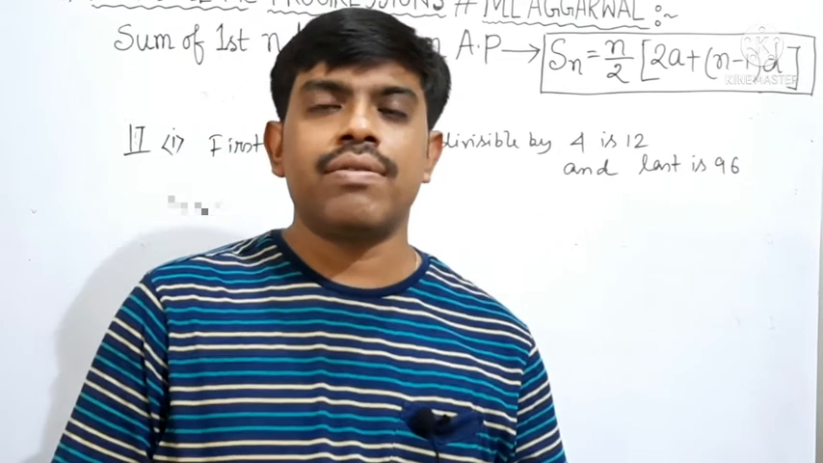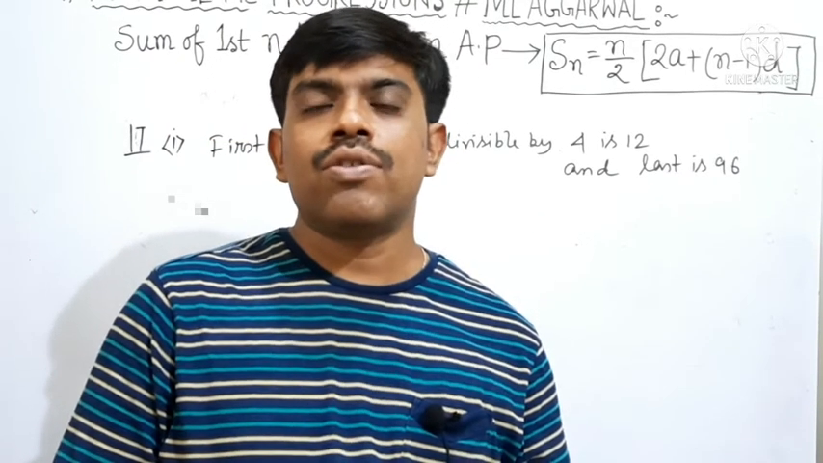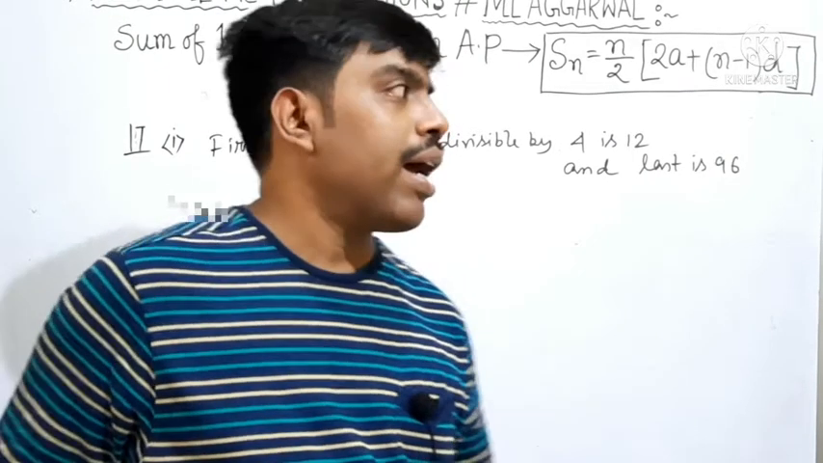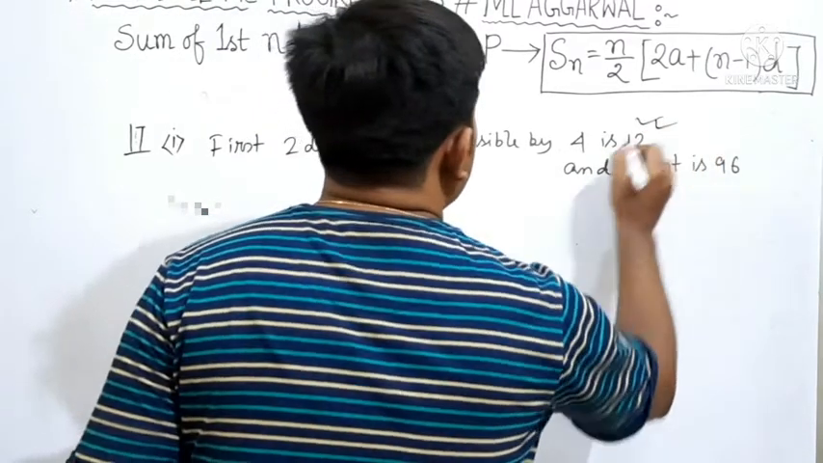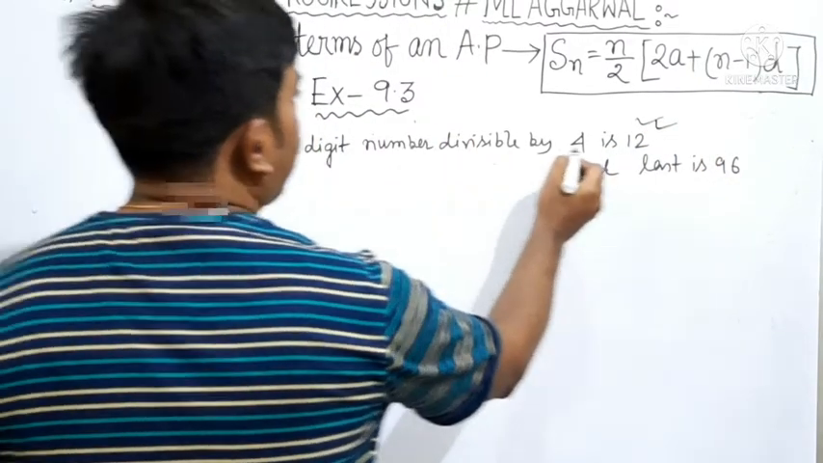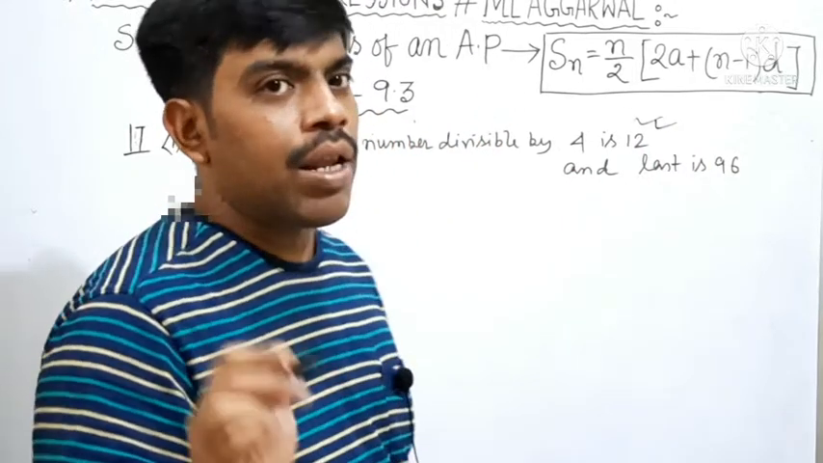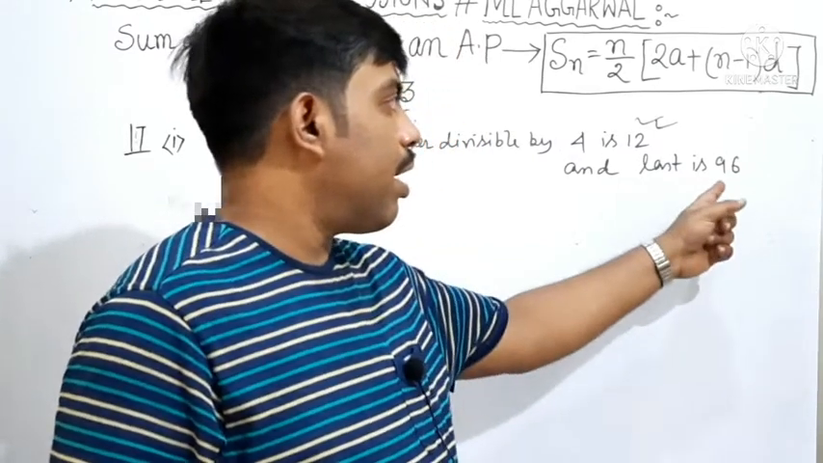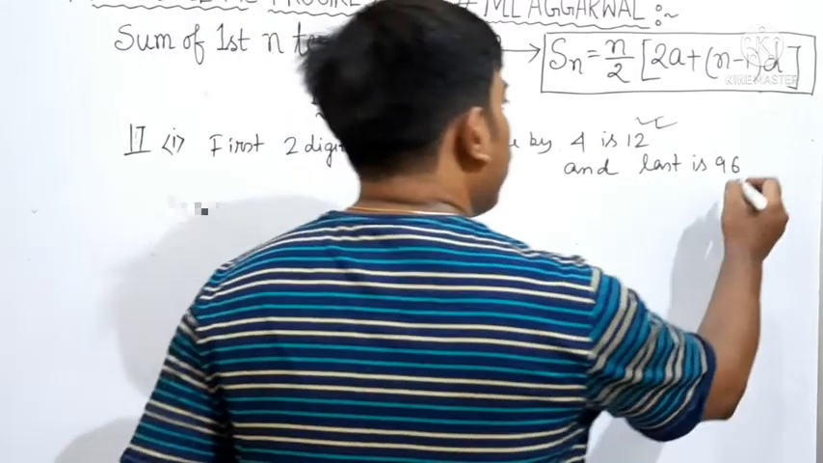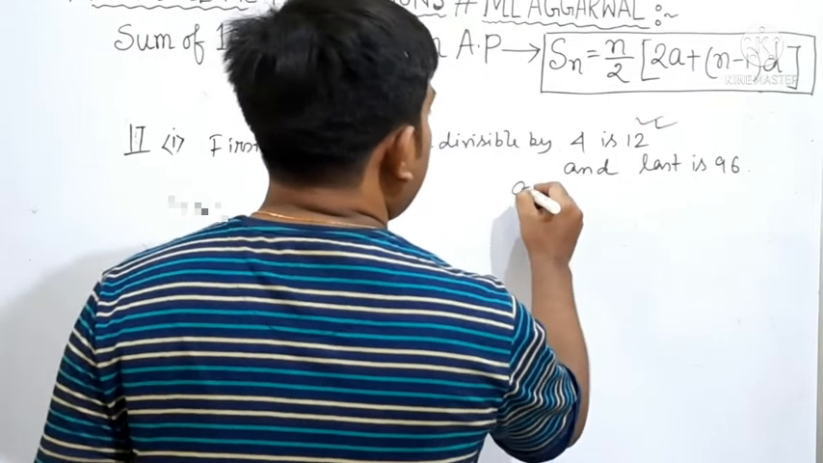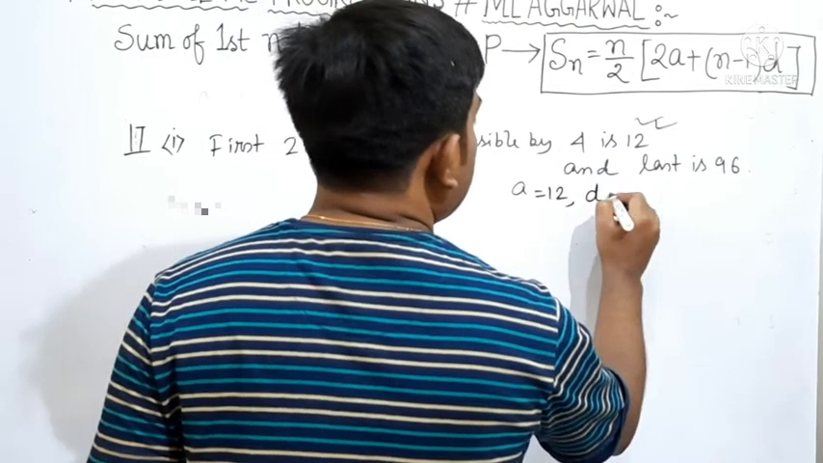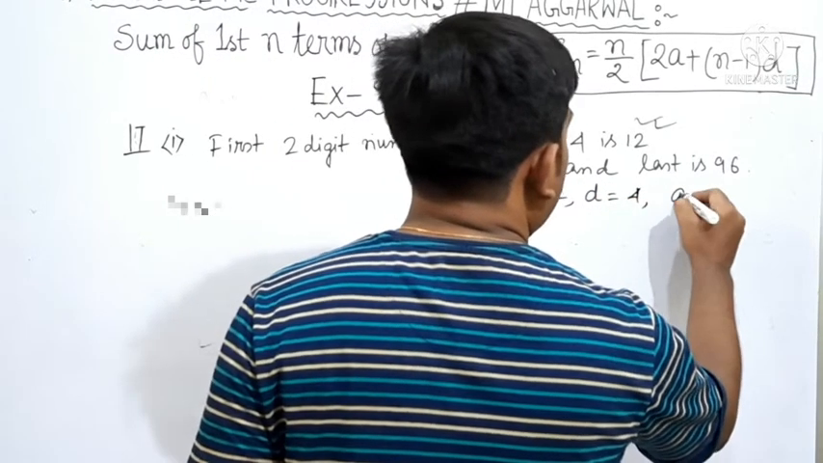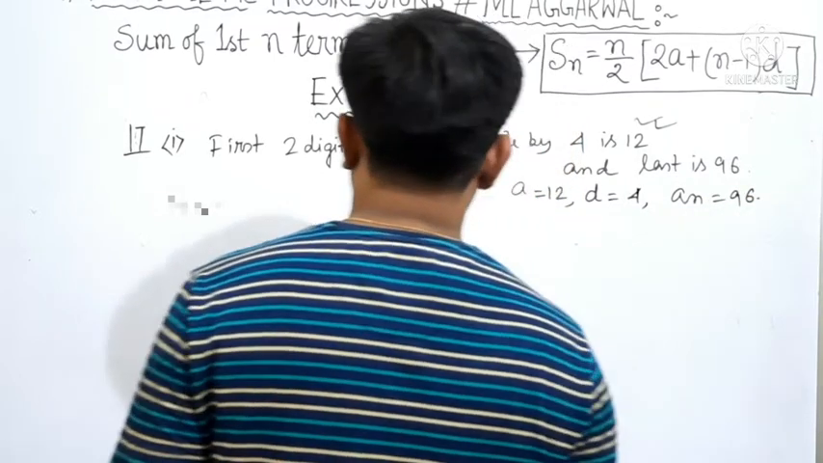At first, the 2-digit number 10 is not divisible by 4. So which 2-digit number is the first number that is divisible by 4? And the number is 12. So I write, first 2-digit number divisible by 4 is 12. And in the similar way you can find out the last 2-digit number which is divisible by 4 is 96. Okay. So here it is given A is equal to 12, D is obviously a multiple of 4, so D will be 4, and last term an is equal to 96.